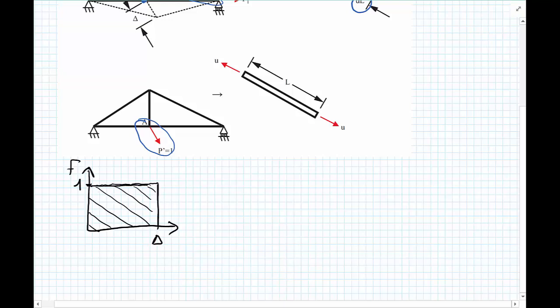So this is the loading function. The virtual load is always there. It doesn't grow gradually like we've seen in other situations, going from 0 up to the total magnitude. It was always there. It always had a magnitude of 1, and it traveled through the distance delta. So what we can say is that the external work done, U_E for external, is equal to force times distance. The force was a unit load of 1, and it traveled through a distance of delta.